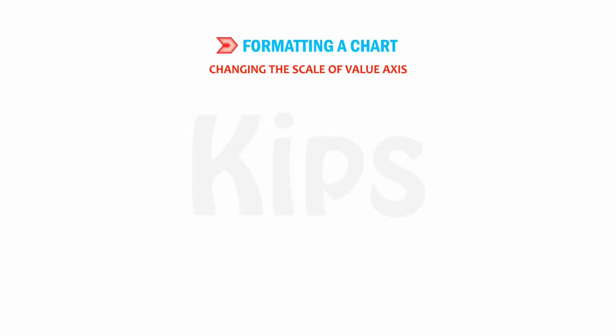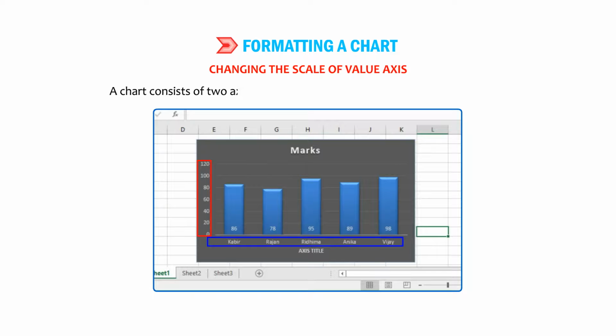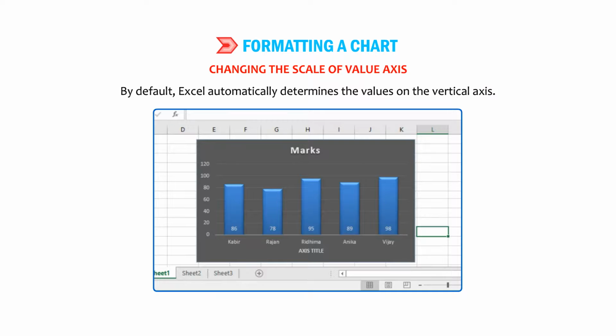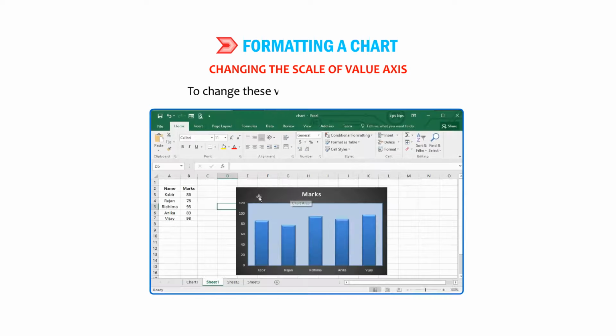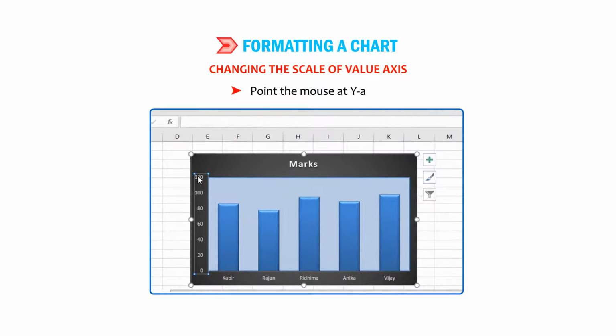Students, let us learn how to change the scale of value axis. A chart consists of two axes, horizontal axis, x-axis, and vertical axis, y-axis. Most chart types have two axes. By default, Excel automatically determines the values on the vertical axis. To change these values, follow the given steps. Point the mouse at y-axis.